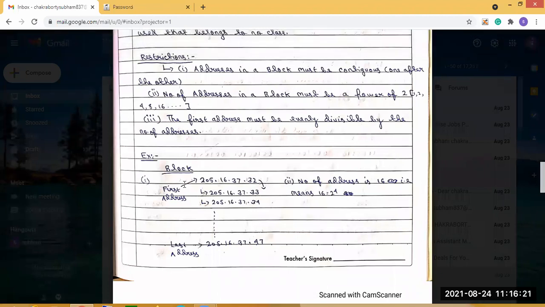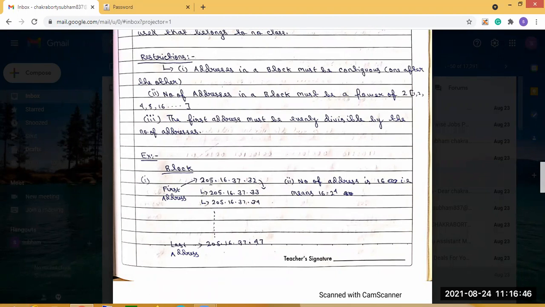Let's say there is a block present, and in this block, the addresses are present. 205.16.37.32. Now do not mismatch it, because it is a classless address. Classless address means that checking the first byte is not needed, because no class is associated with it.